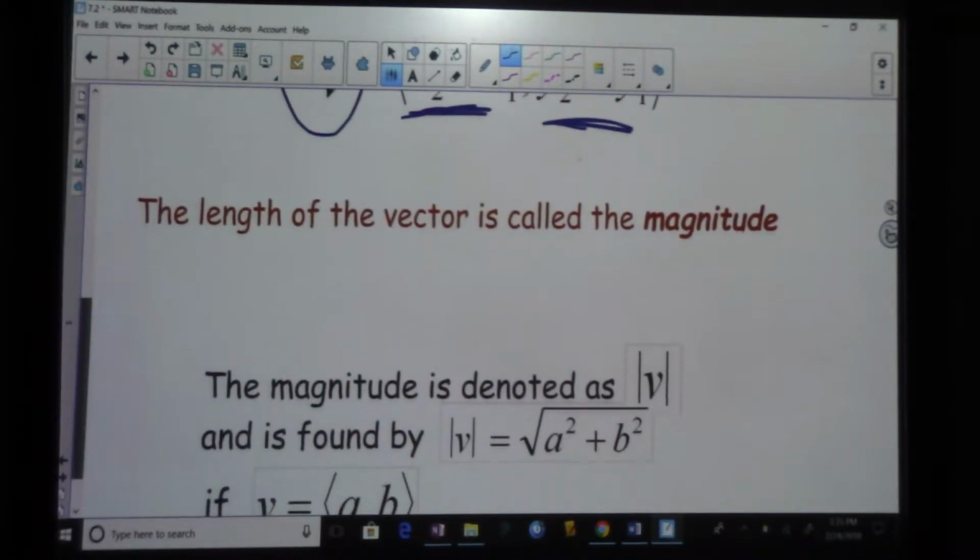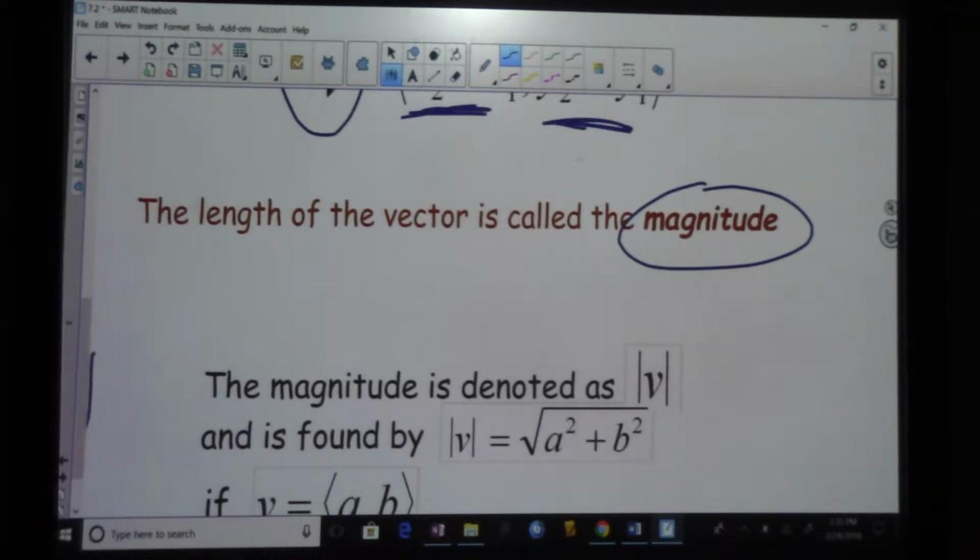So another vocab word here is magnitude. I used that word before when I talked about Despicable Me. It's just another word for length. It's the big kid word for length. So instead of saying length, we usually use the term magnitude. It's the distance, how long the vector is.